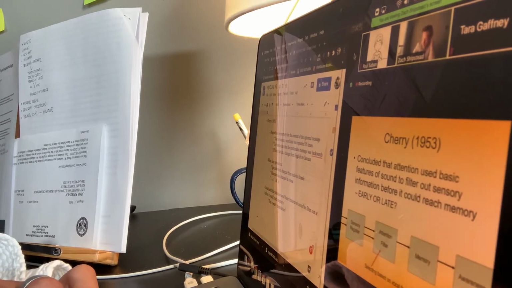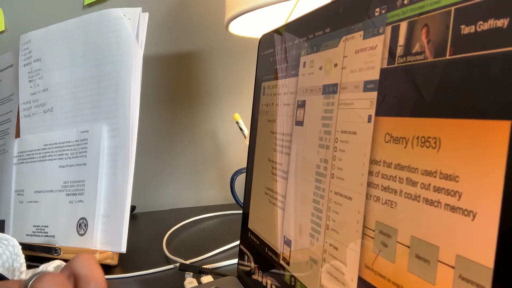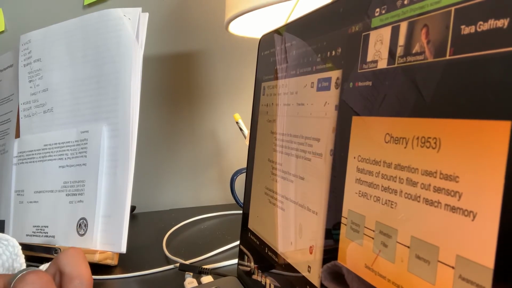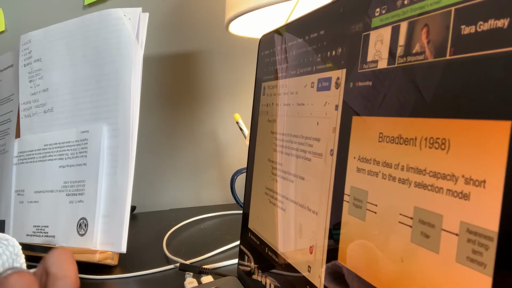So this favors early selection, right? You're at the attention filter, sensory register, what are the vocal features? That's what's getting passed on to memory. All right. So that seems pretty clean.